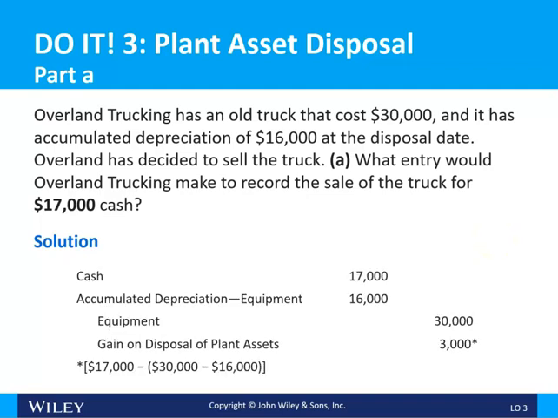We're going to debit cash $17,000, credit accumulated depreciation for $16,000, credit equipment for $30,000, and then credit the gain on disposal of plant assets for $3,000. We calculated that $3,000 by taking $17,000 proceeds less the book value, which is cost less accumulated depreciation.